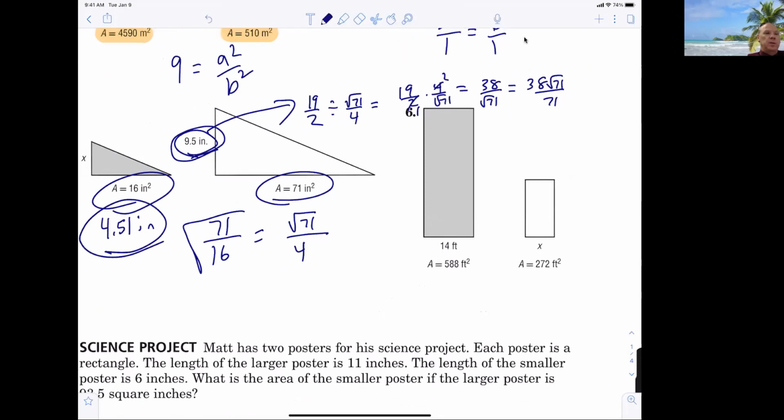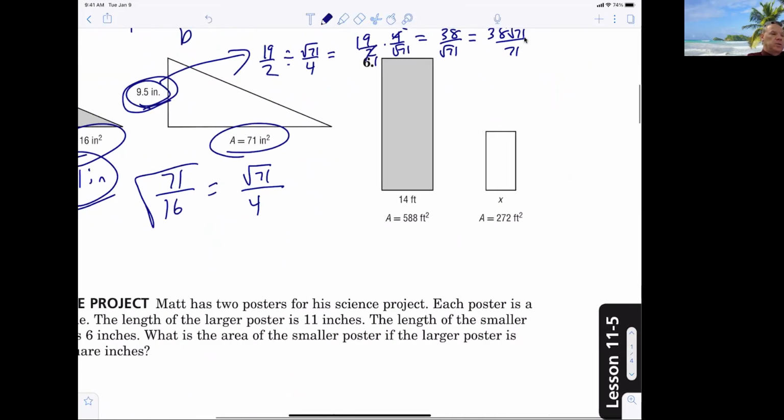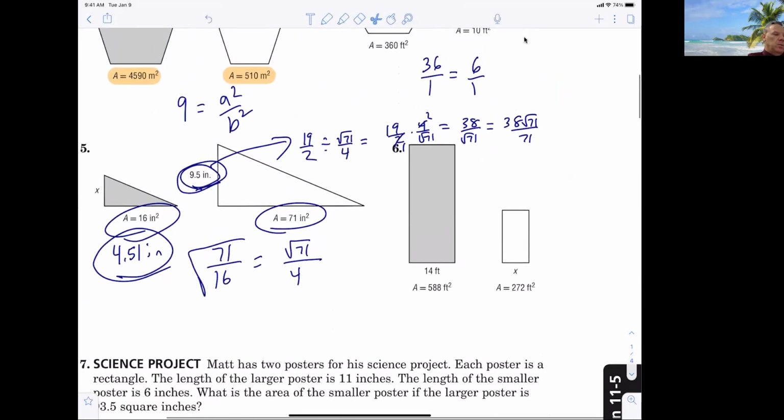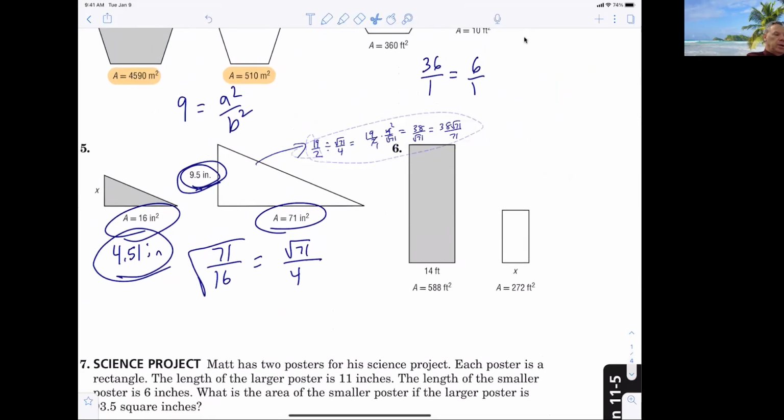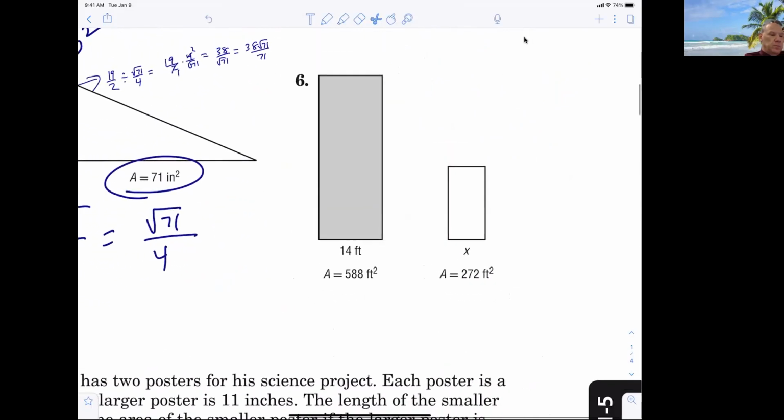All right, easy. Let's check out number 6. You guys are going too fast for me now. All right, so somebody said x equals how many feet?